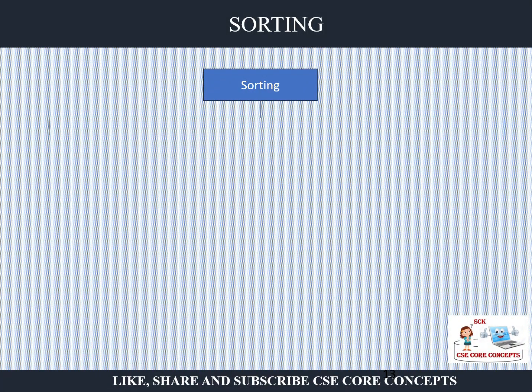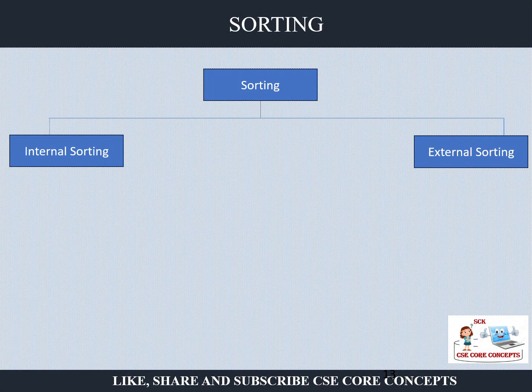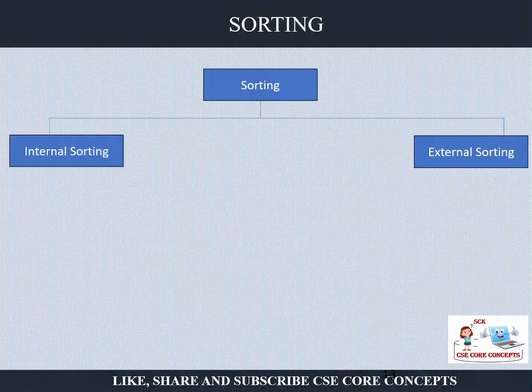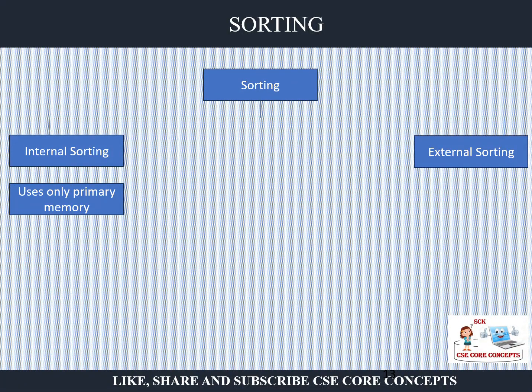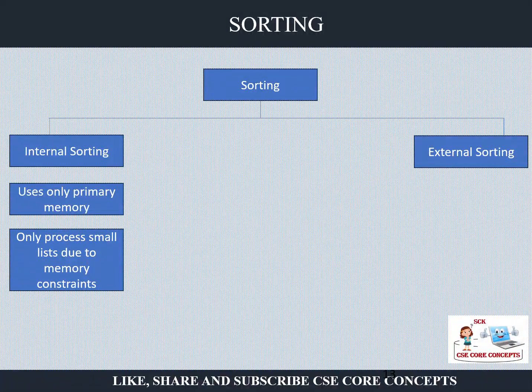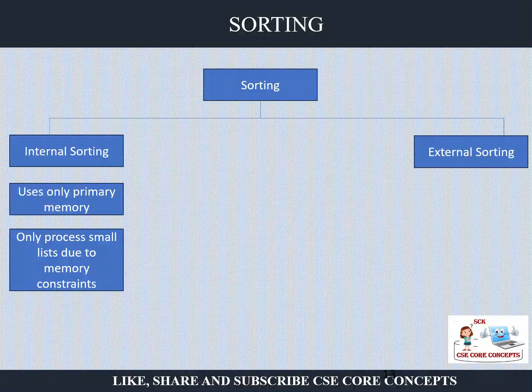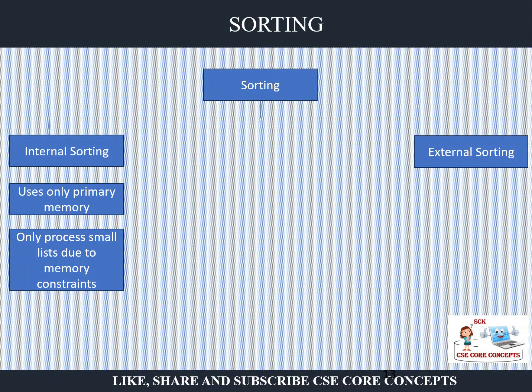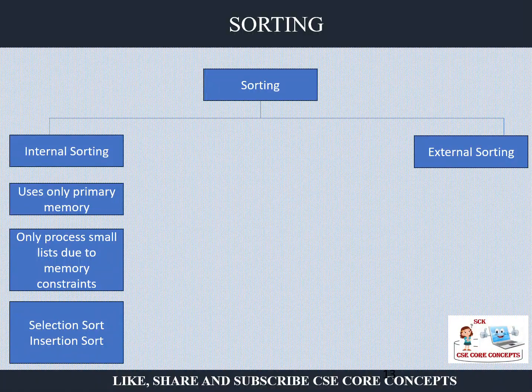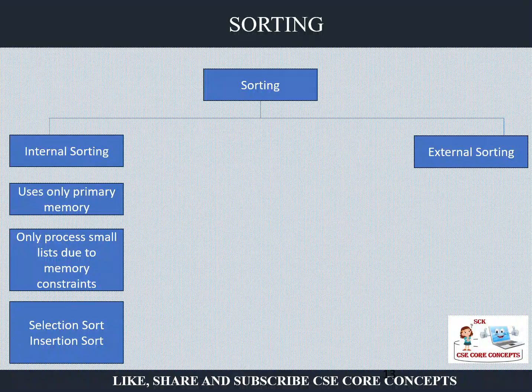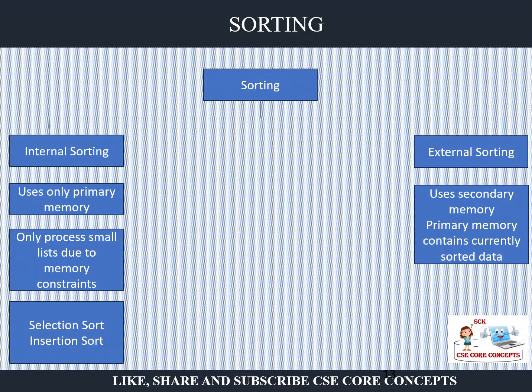Broadly categorizing sorting, there are two types: internal sorting and external sorting. Let us understand what makes these internal or external. Internal sorting methods use only the primary memory and process a small list, because as they are working using only the primary memory, they can only process small lists due to memory constraints. The various types of sorts under this criteria are selection sort and insertion sort, which we are going to discuss in our upcoming videos.